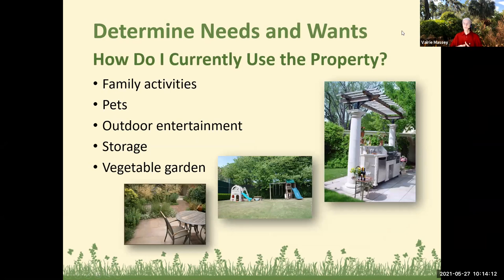Draw out your map of your house, of what's existing, and how you want to change that. How do you currently use the property? Do you have space for family activities? Do you have pets? Do you want an outdoor entertainment area? Do you need a storage area, or do you have that already? Do you have a vegetable garden? Do you want to increase that or change it to something else?